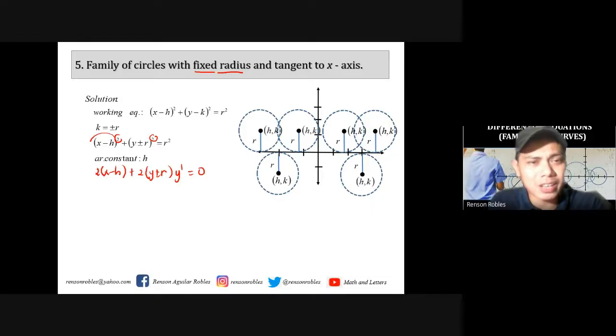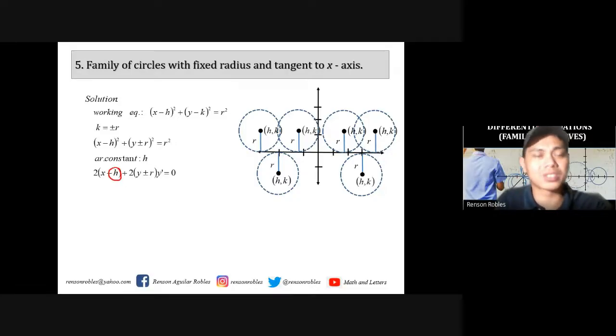However, when we look at the equation after the first differentiation, we still have an h here, which is an arbitrary constant. To facilitate the elimination, you can just distribute this to each term inside, or you can just eliminate it, and then you get (x − h) + y′(y ± r) = 0. So we divide everything by 2. That's why this 2 is missing on the next equation.